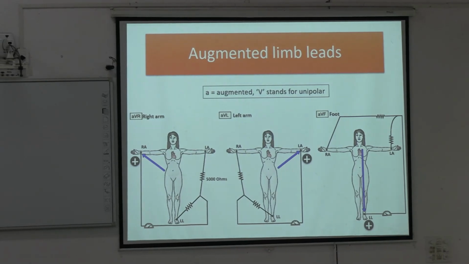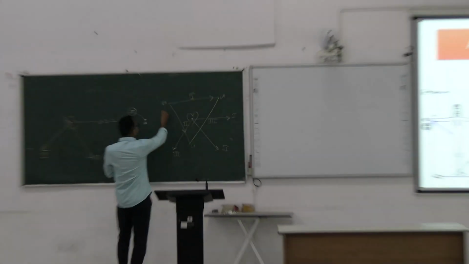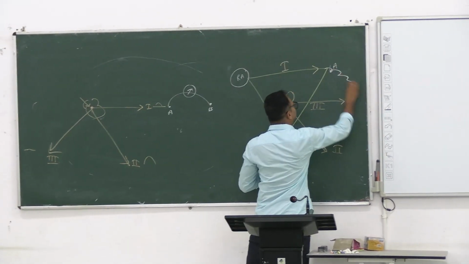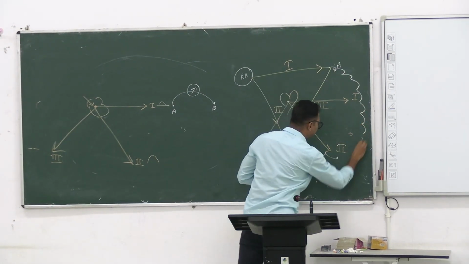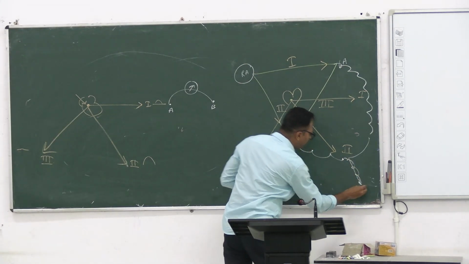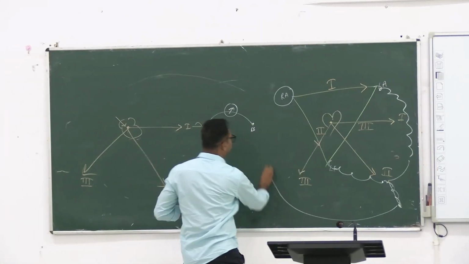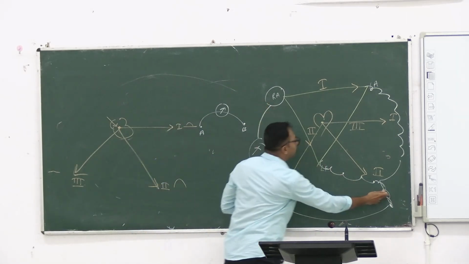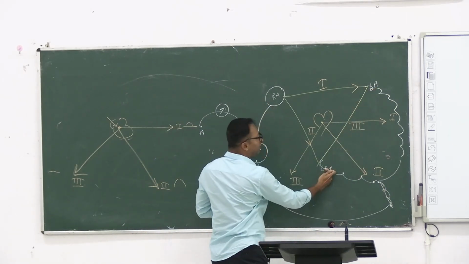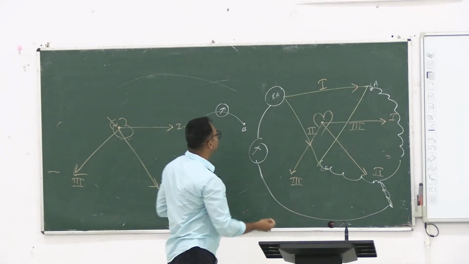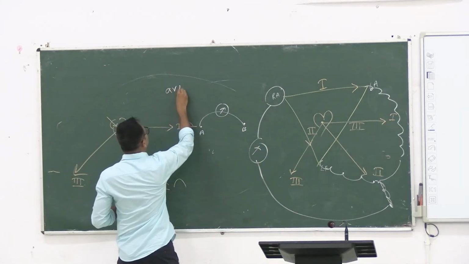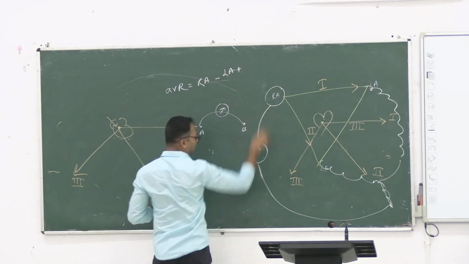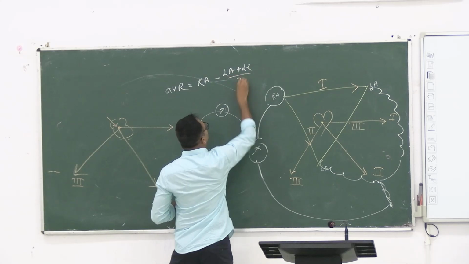Not clear? RA is one terminal, and you put a copper wire here. Connect these two to get a terminal, and connect the voltmeter here. So this is RA, and this terminal is (LA plus LL) by 2. So AVR is equal to RA minus (LA plus LF, whatever) by 2.